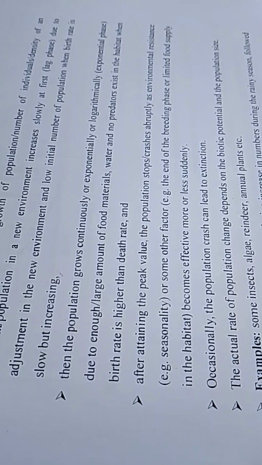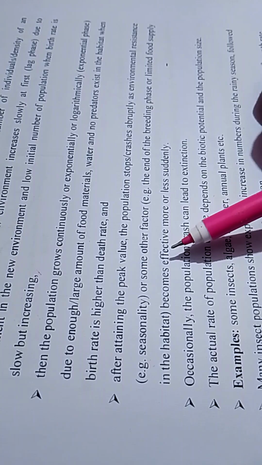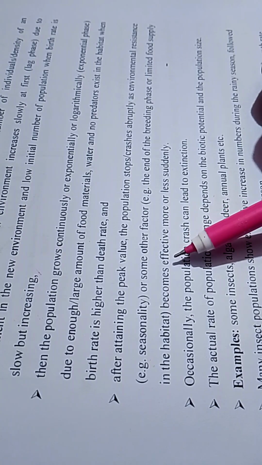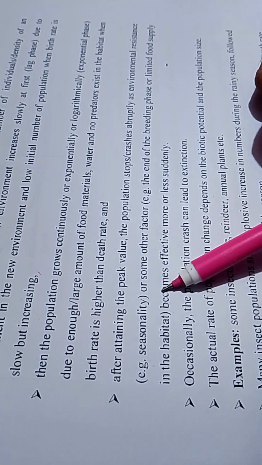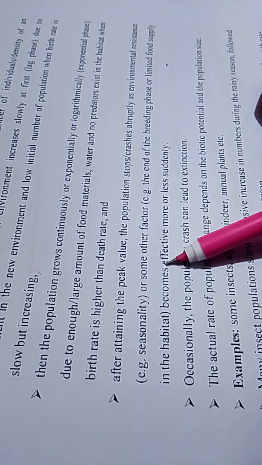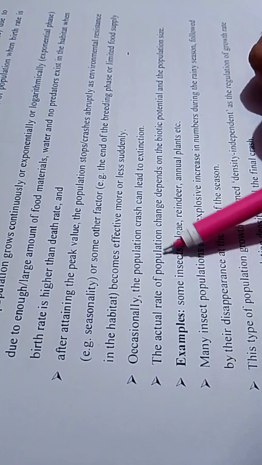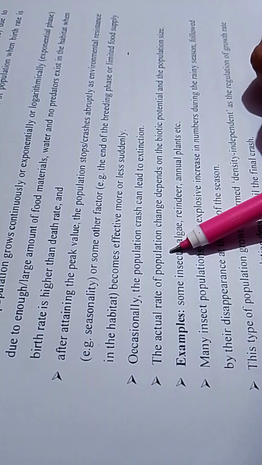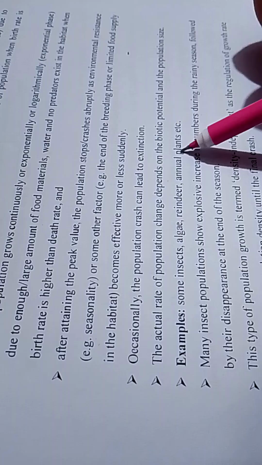After attaining the peak value, the population stops or crashes abruptly as environmental resistance, seasonality, or some other factor, the end of the breeding phase, or limited food supply in the habitat becomes effective more or less suddenly. Occasionally, the population crash can lead to extinction. The actual rate of population change depends on biotic potential and the population size. Examples: some insects, algae, annual plants, etc.